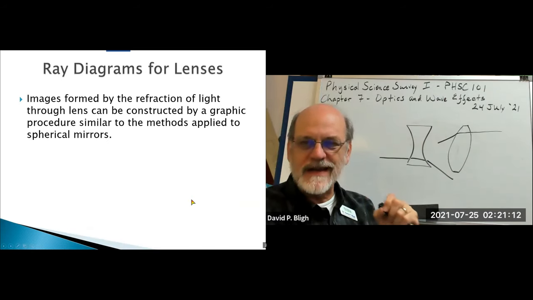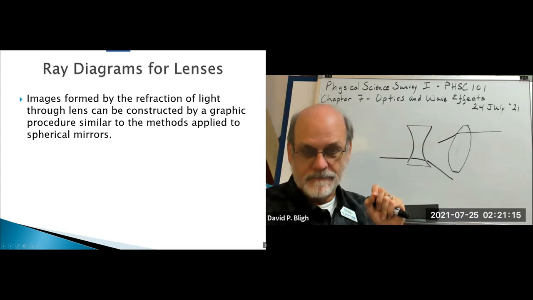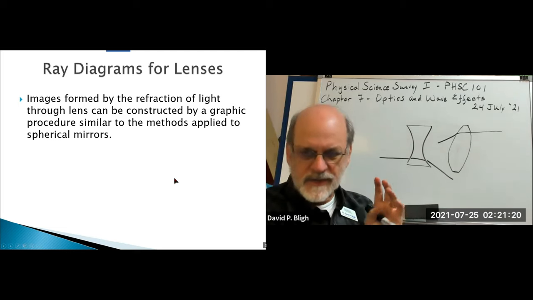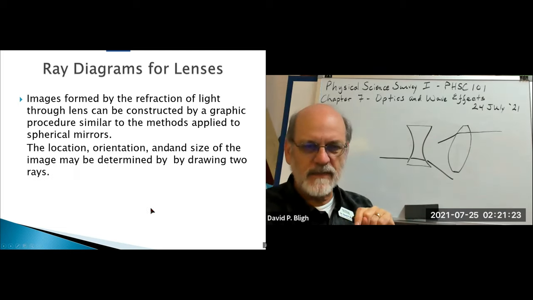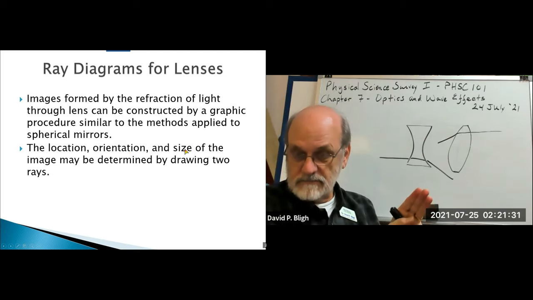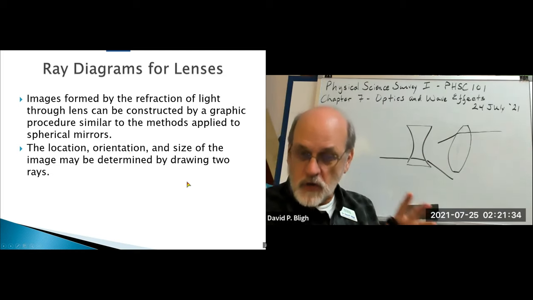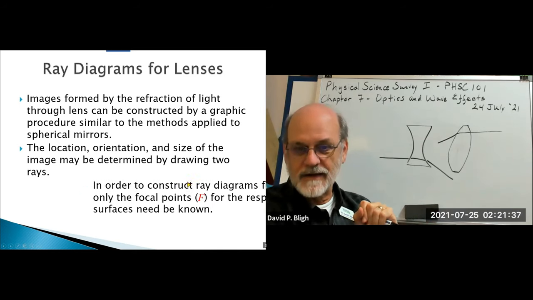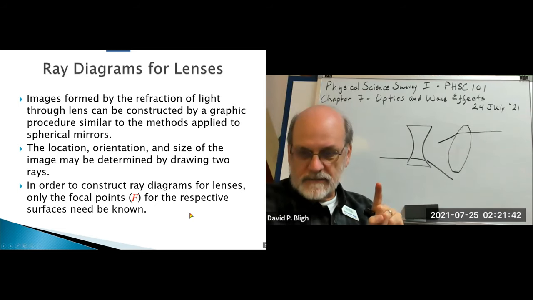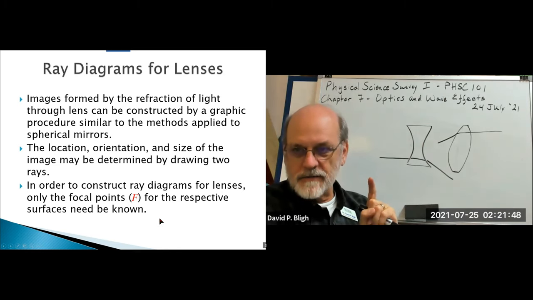So how do we handle ray diagrams for lenses? Well, it's similar to spherical mirrors, but not exactly the same. And here's what I mean by that. You can tell from a ray diagram in a lens the location of the image, its orientation, and its size by drawing two rays. But you only need to know the focal point for the surfaces of the lens.